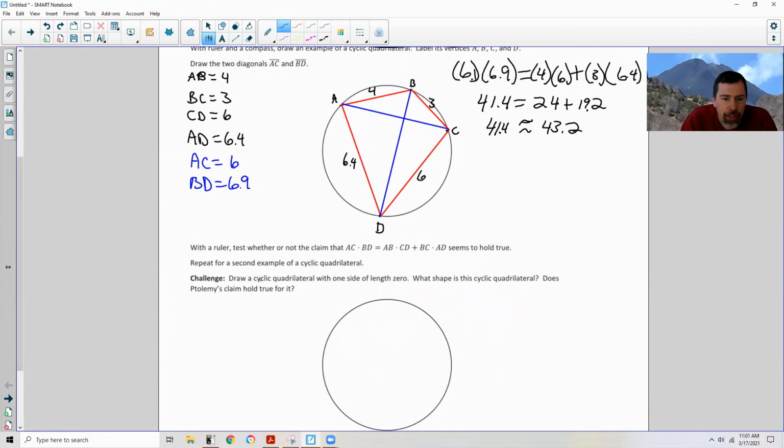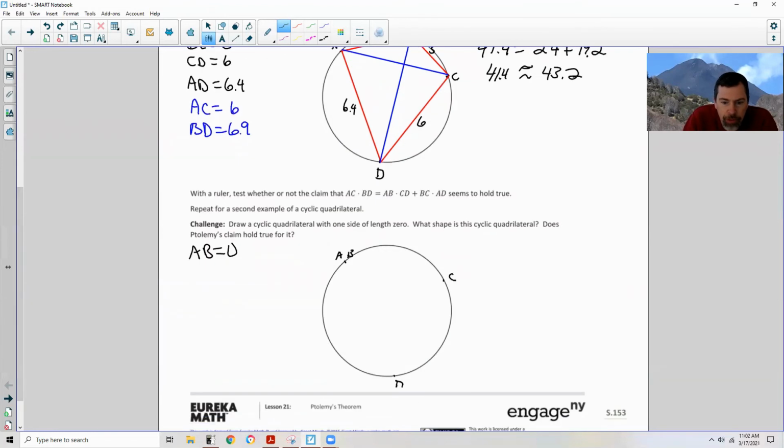Okay, so now it says challenge, draw a cyclic quadrilateral with one side of length 0. Well, what's going to happen there is if I put a point right here and call that A, and I also call it B because the length of AB equals 0, then that's just going to shorten this side up. It would actually move this side over to here. What's that going to create? Well, it's going to create a triangle.